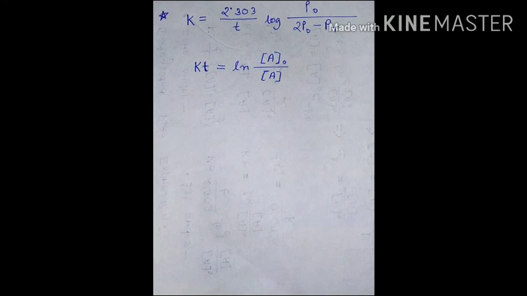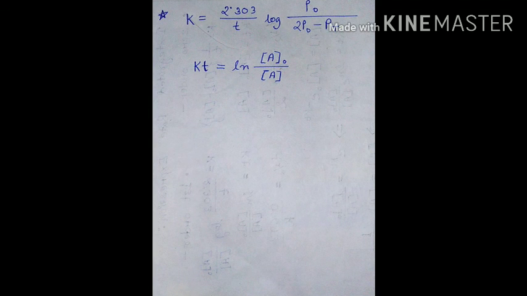Now let's move on to the expression of gas phase reaction of first order, which is K is 2.303 by t log P naught by twice P naught minus Pt. This formula is also a very confusing one, but it will become simple when we realize that this confusing formula is derived from the simple formula Kt is ln A naught by A, which we have learnt already.